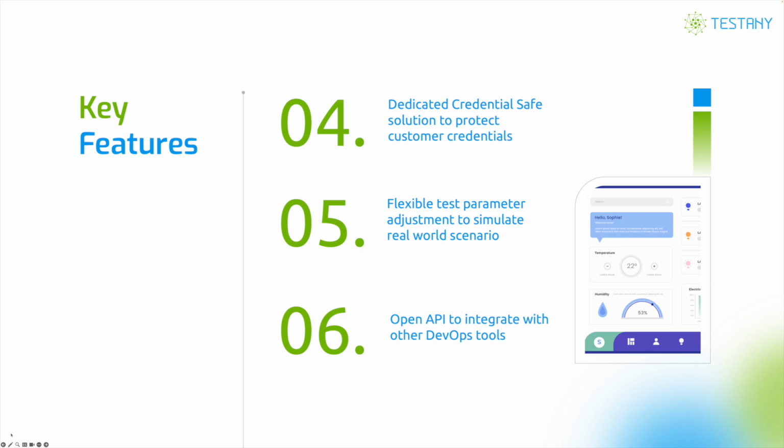Coming to the fifth feature, we provide flexible test parameter adjustment capabilities. It allows users to simulate real-world scenarios, thereby ensuring that their software can be tested under the most accurate and rigorous conditions. Last but not least, we offer open API to facilitate smooth integration with other DevOps tools. This empowers our clients to establish a more streamlined, unified, and productive software development and operational environment.